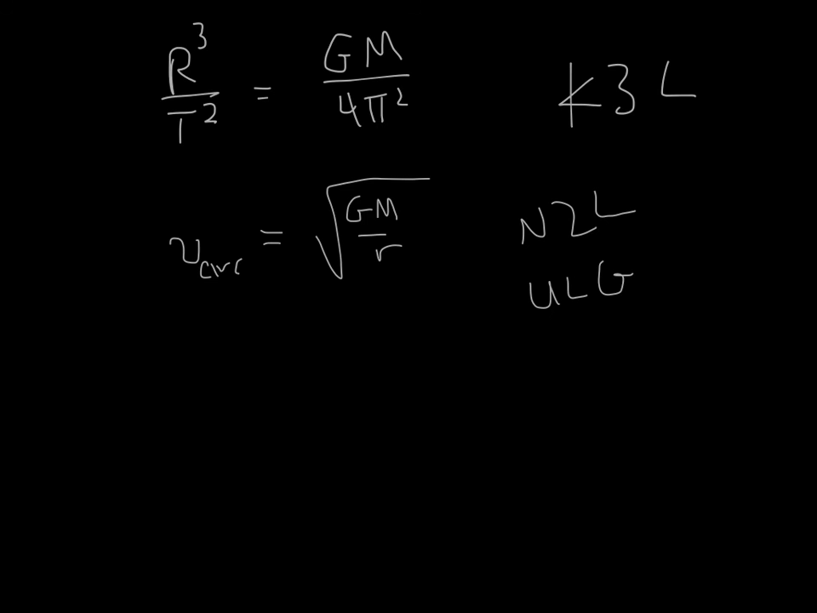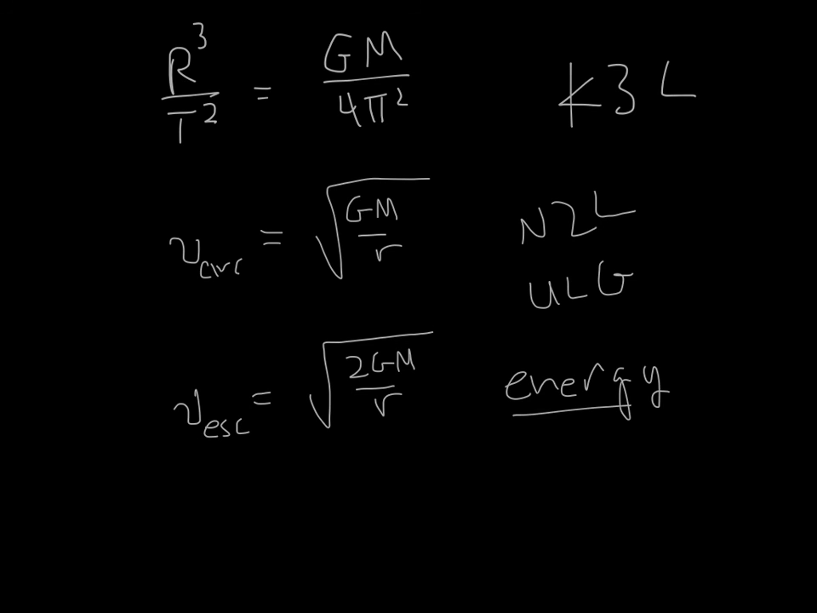And finally, we got the escape velocity was the square root of 2GM over r. And this was from energy considerations. We looked at potential energy and kinetic energy and deduced that this is the speed you need in order to escape a planet or star in the absence of atmospheric friction, which is a pretty reasonable approximation. So, there you have it.